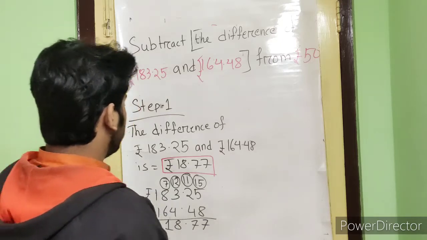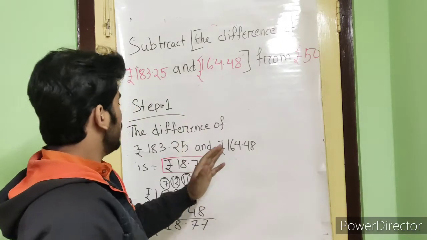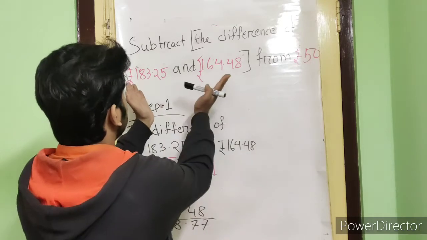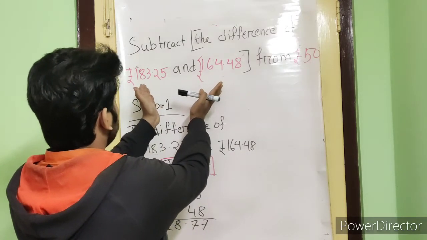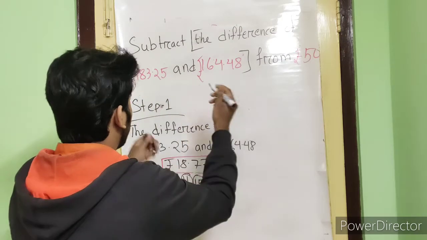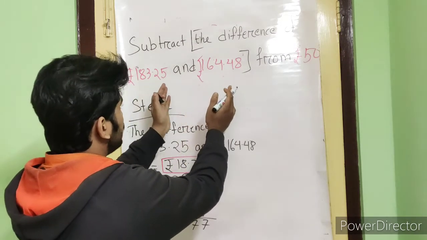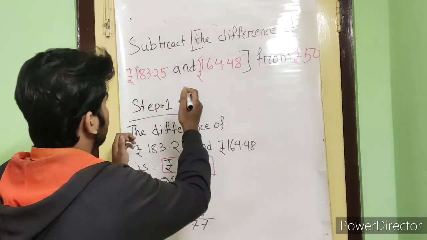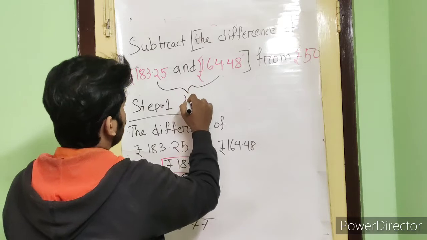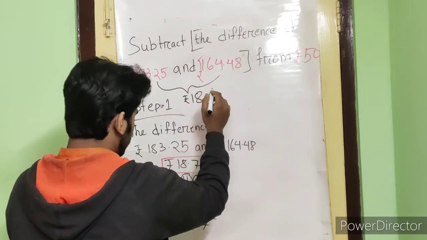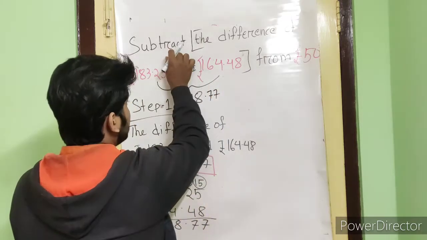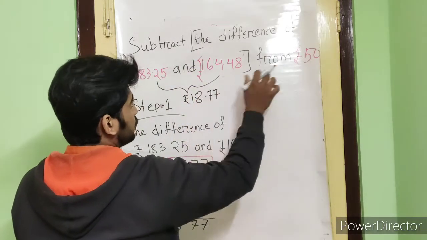And after that what we need to do, the step number 2 is we need to subtract this one. We need to subtract the difference of these two, 183.25 and rupees 164.48. So what is the difference of 183.25 and 164.48? The difference is rupees 18.77. So we need to subtract this one from 50.